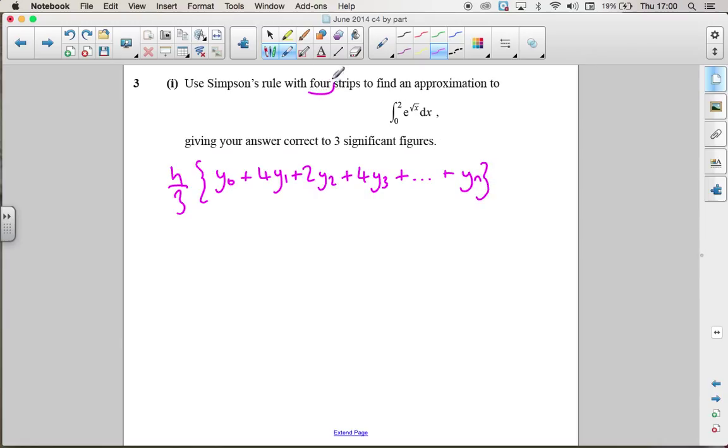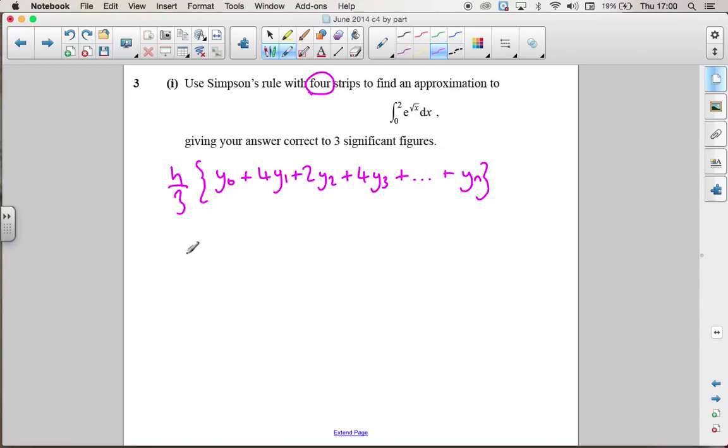We're doing Simpson's rule with 4 strips, so that means I'm going to have 5 values for y: y0, y1, y2, y3 and y4. So my last value, I'll just go straight from 4 lots of y3 to the last lot of y4, for 1 lot of y4.